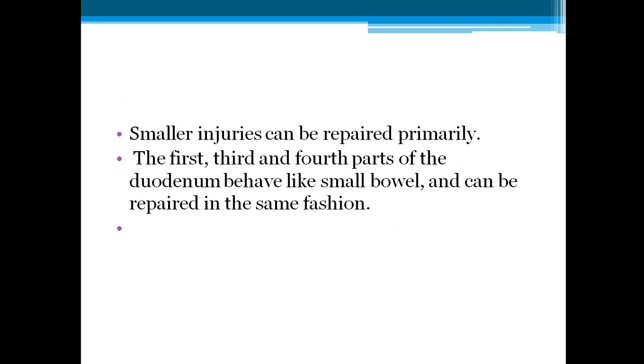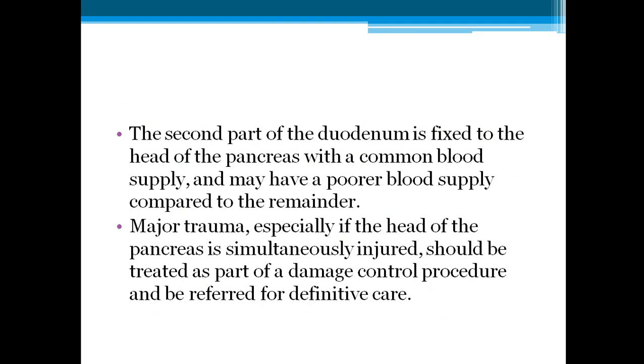So what about the duodenum? Smaller injuries can be repaired primarily, especially the first, third and fourth parts of the duodenum. They behave like small bowel and can be repaired in the same manner. But what about the second part? It has a common blood supply with the pancreas. Especially it is fixed to the head of the pancreas, and hence may have a poorer blood supply compared to the remaining parts.